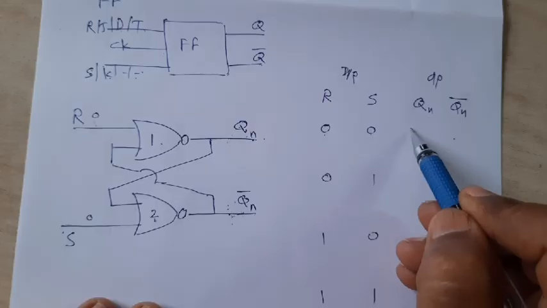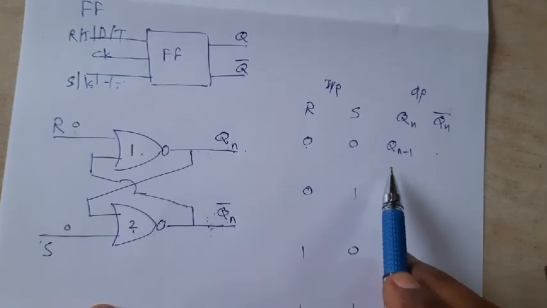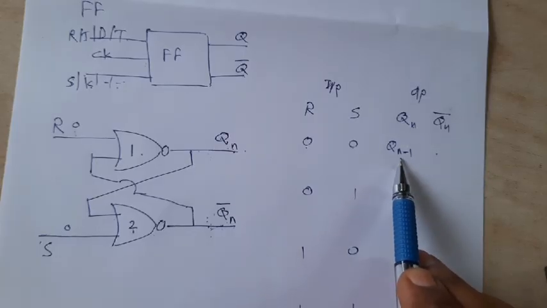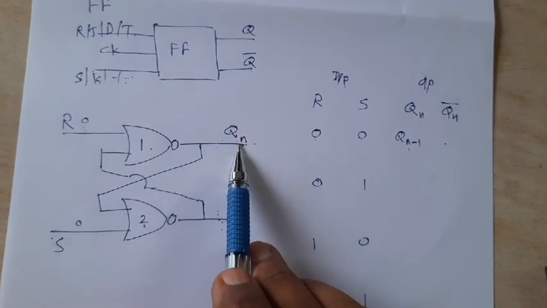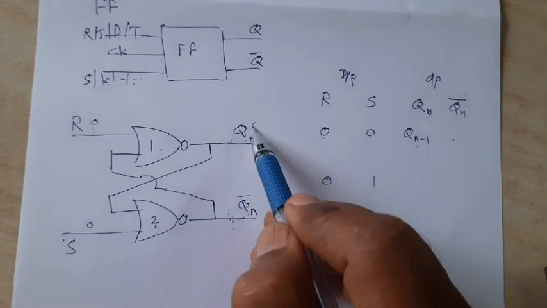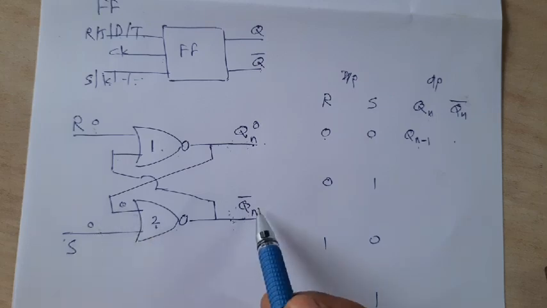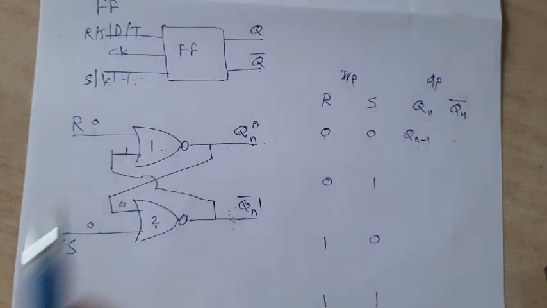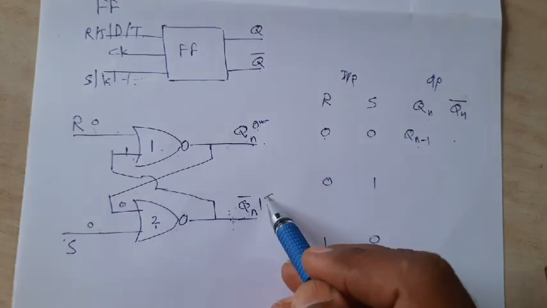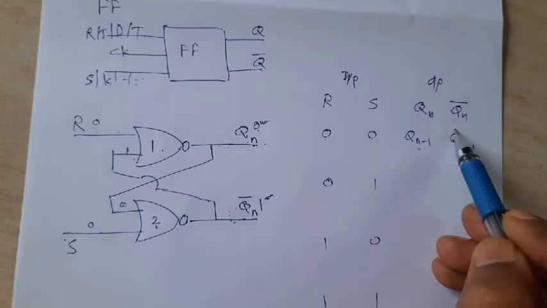And here I will write Qn minus 1. What does it indicate? Now the output is the previous output. If previously it is 0, it remains 0. Check. If it is 0, I will write here 0, this 0 is here, both are 0 0, so this is 1, this one is here. At 0 1, it is 0. Therefore, it remains 0 and 1. It remains 0 and Qn minus 1 bar.